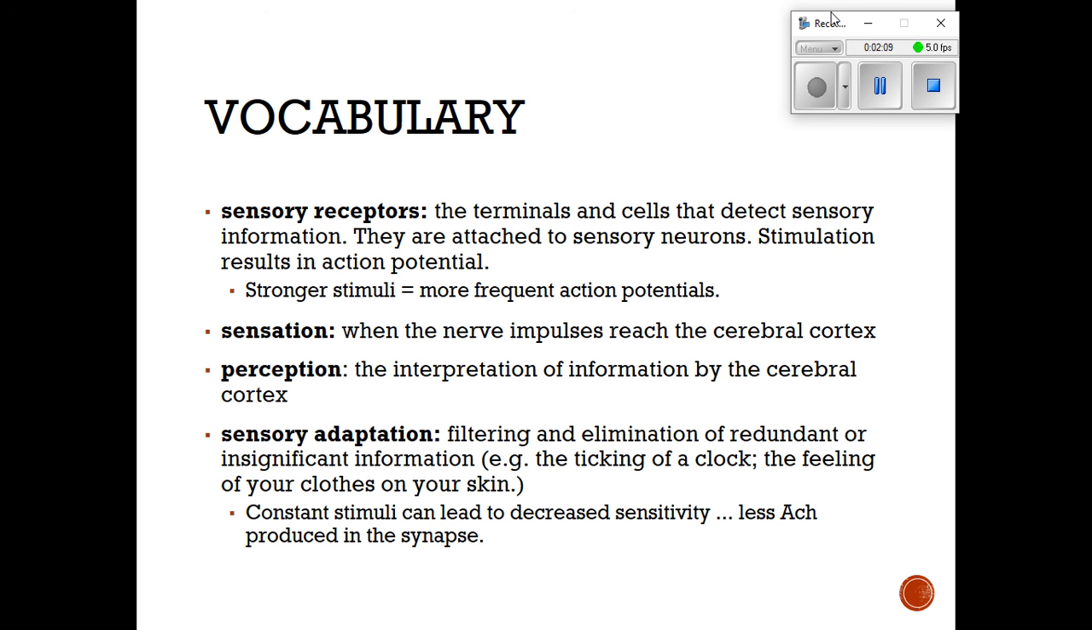Now, sensation is the word that we use to describe nerve impulses reaching the cerebral cortex. Your brain gets the information. Perception, though, is your brain's interpretation of what that sensation meant. And the two things are not the same. Your body can sense something, but then you can perceive it a different way.